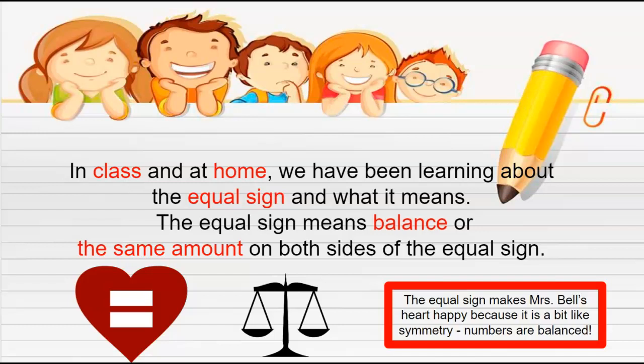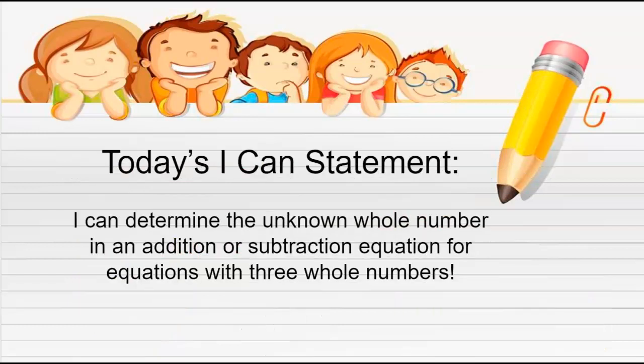And you all know that the equal sign makes Mrs. Bell's heart very happy because it reminds her of symmetry. And that's a beautiful way to balance things. Symmetry also, like the equal sign, means same on both sides.